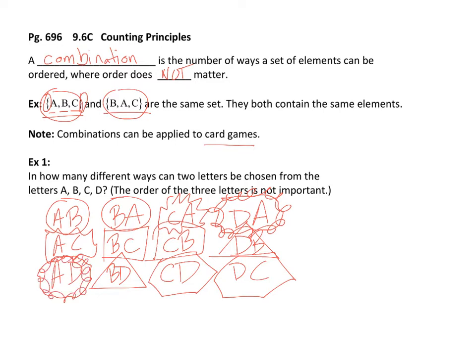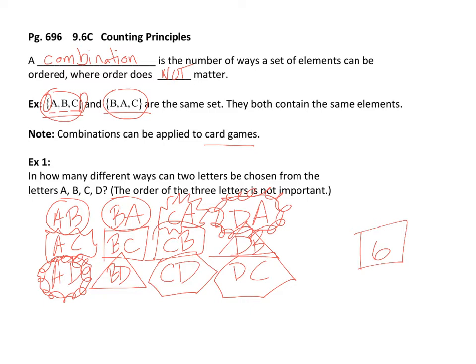So how many different orderings do I have here? Because with combinations the order does not matter, AB is the same thing as BA. So all I have to do is count the number of shapes that I have here, and that's 6.